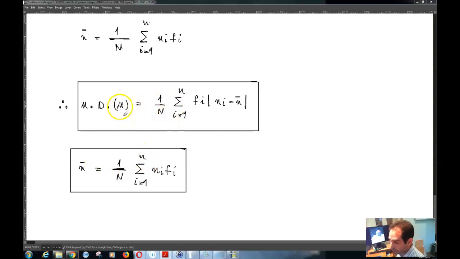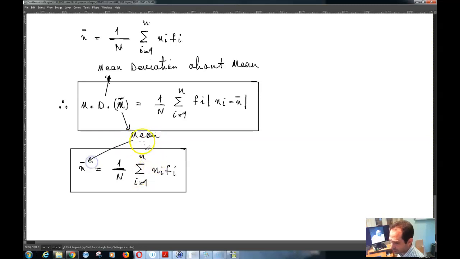This is wrong actually. This is not the mean deviation about median, this is actually the mean deviation about mean, because x bar refers to your mean, the mean of your data.